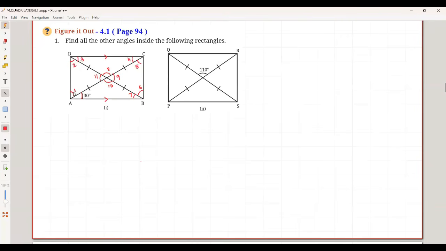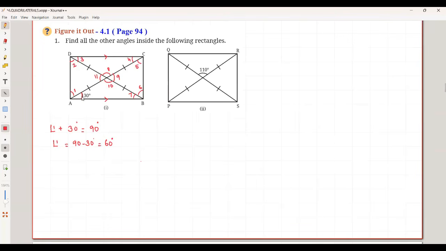First, I can just find out angle 1. We know that in a rectangle, each angle is equal to 90 degrees. Angle A, the whole angle, is equal to 90 degrees. Here it is given as 30. Here this is 1. So we can write angle 1 plus 30 degrees is equal to 90 degrees, because each angle is equal to 90 degrees. Now angle 1 is equal to 90 minus 30, which is 60 degrees. Angle 1 is equal to 60, I got.